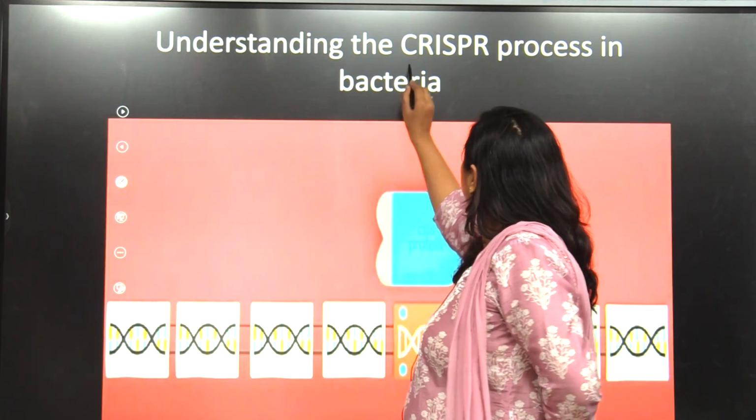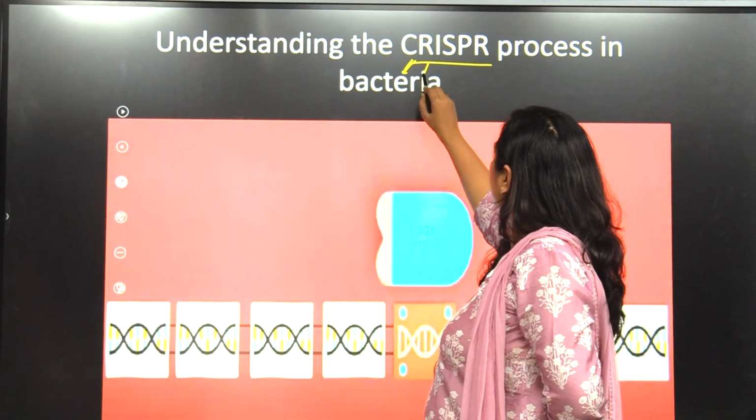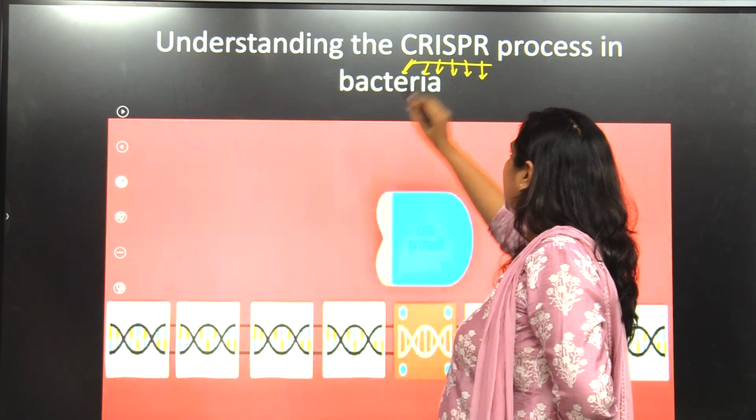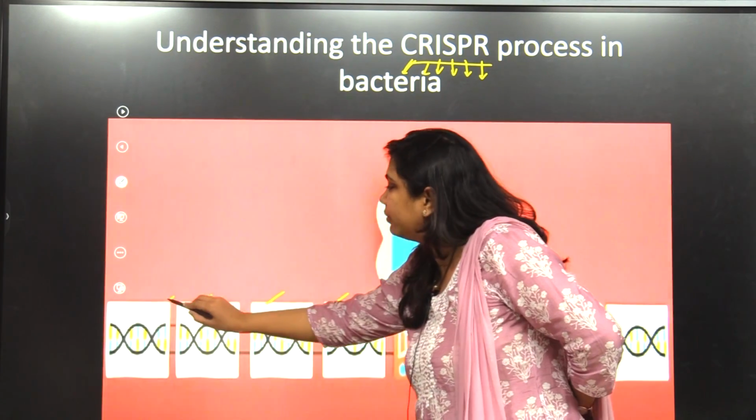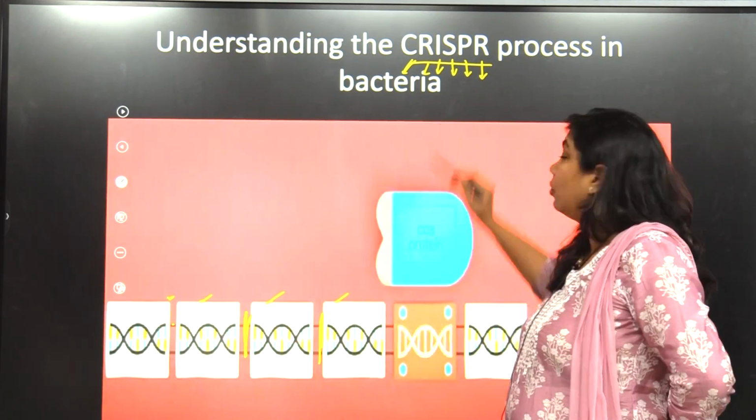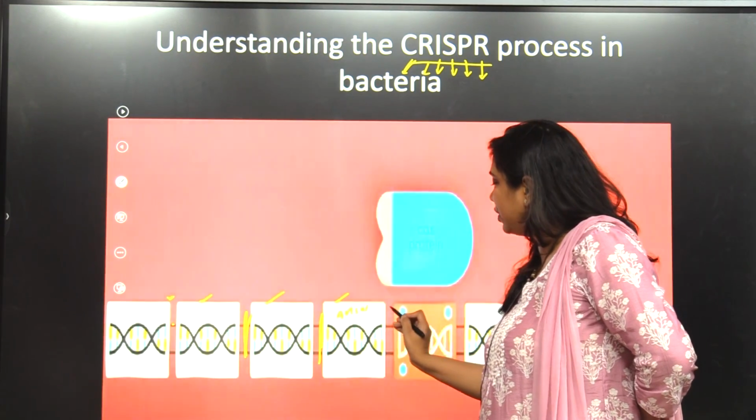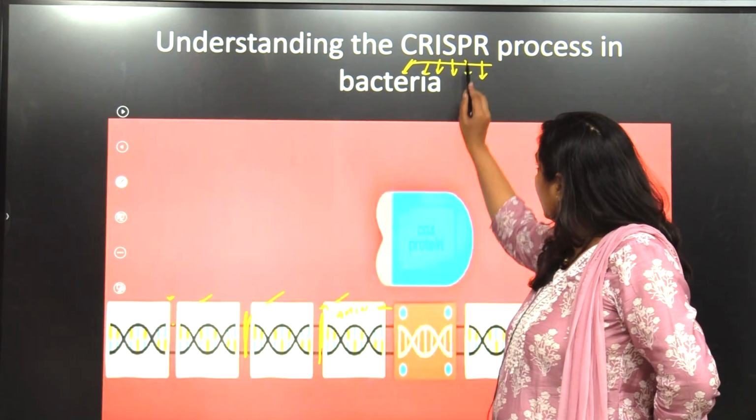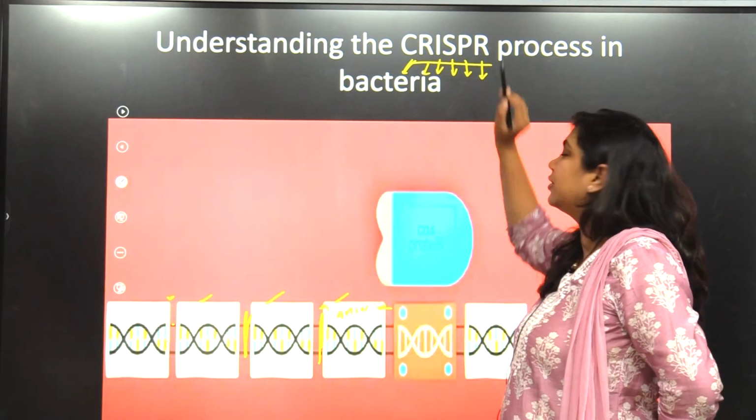Now, what is CRISPR? Clustered, regular, interspaced, short, palindromic repeats. So what is here? Clustered, regular, interspaced, there is a space over here, palindromic. Palindromic means it will be repeating, ACTC, ACTC. So even from this side it will be the same, even from this side it will be the same. So palindromic repeats. So this is the definition of CRISPR.